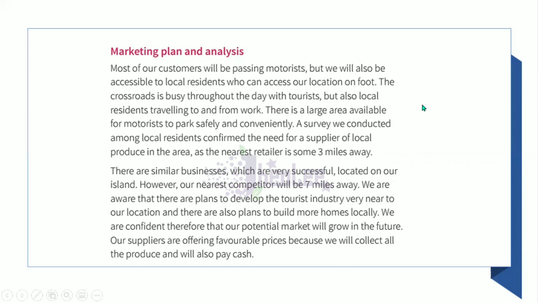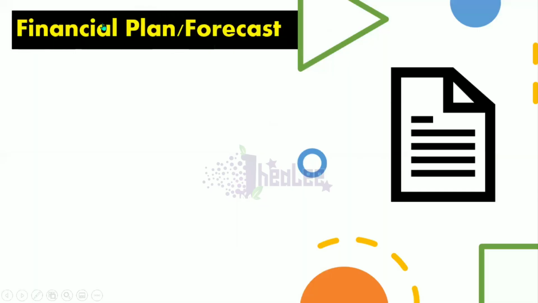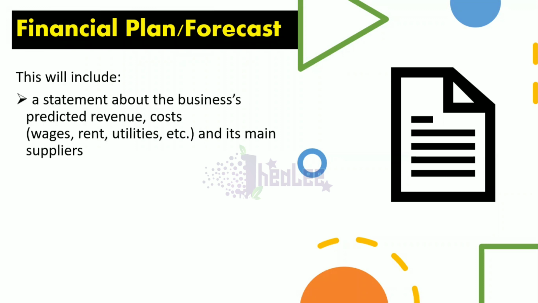We're now going to look at the other element, and that element is the financial plan, basically the forecast. Now, this section, the financial plan or forecast, as I said earlier, basically includes a statement about the business's predicted revenue and costs. So you're looking at wages, rent, utilities, etc. as it relates to cost, basically the expenses, and its main suppliers. Also included in that area is capital requirements.